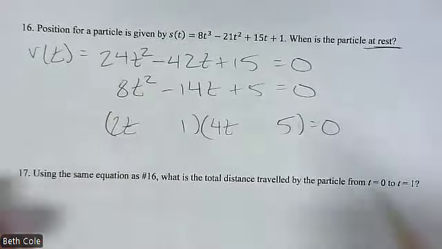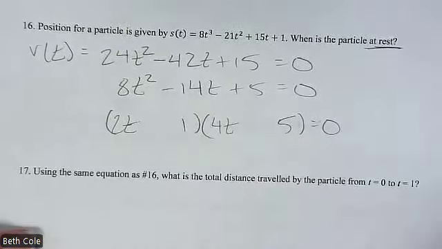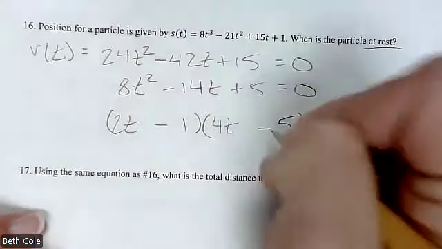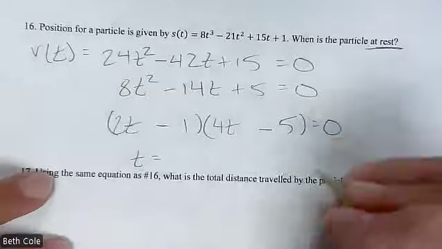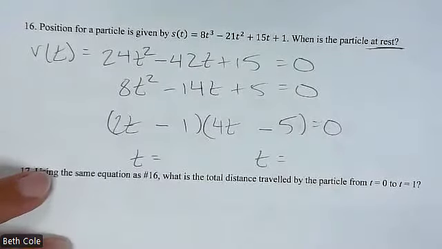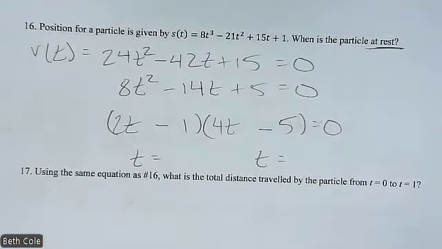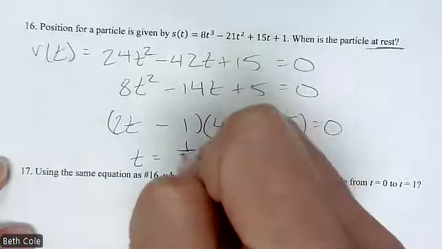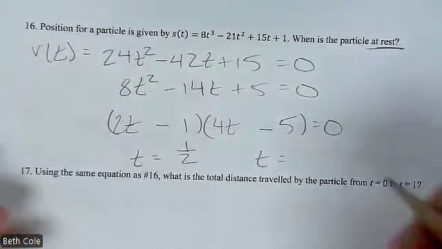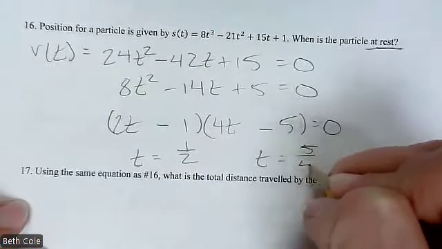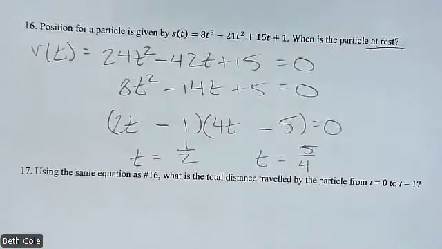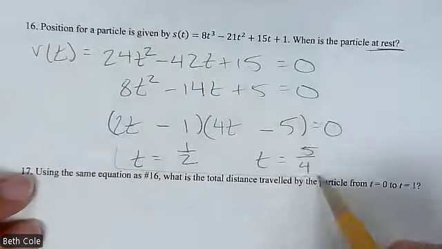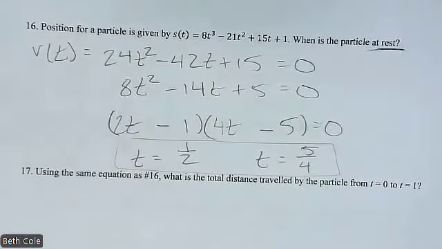I always do the symbols last. What do you need to get a negative 14? Yeah, both negative. Cool. And so your times are 1/2 and 5/4. You're setting both of those equal to 0.